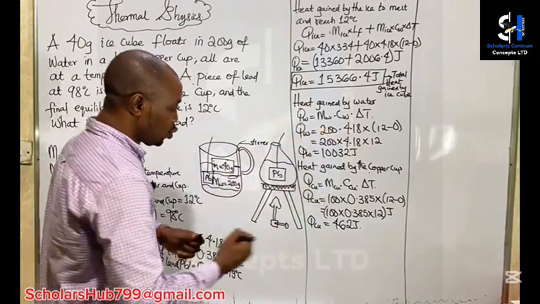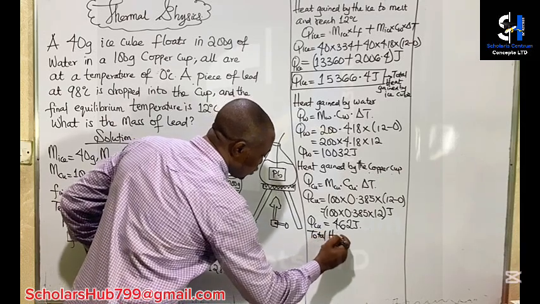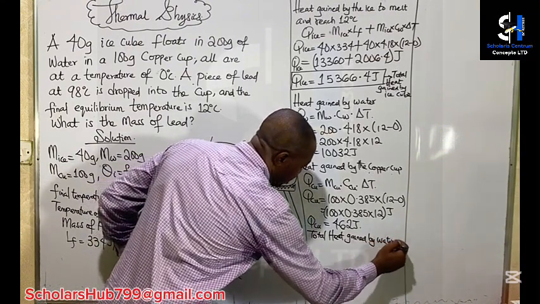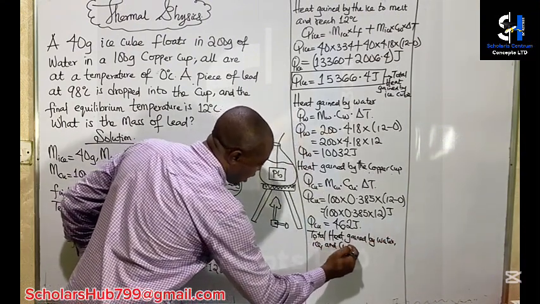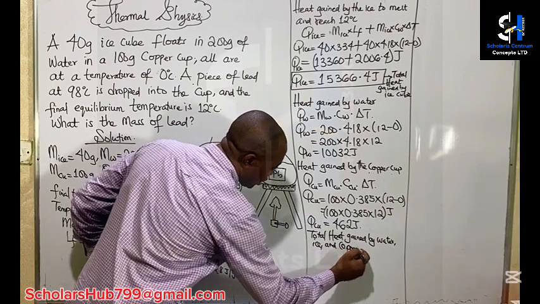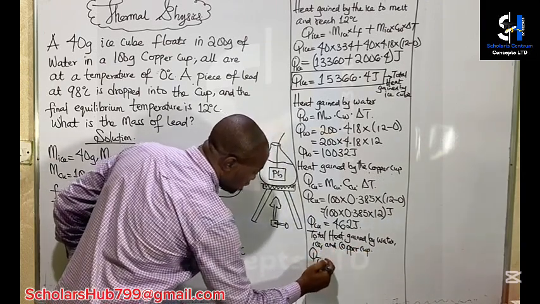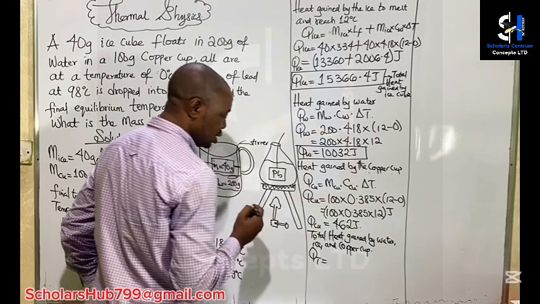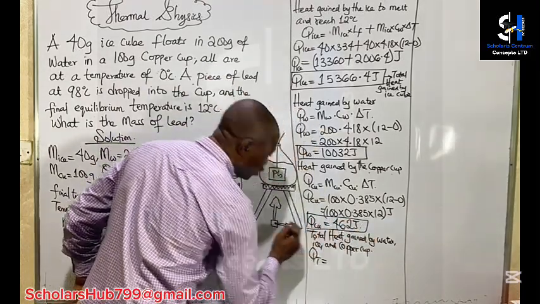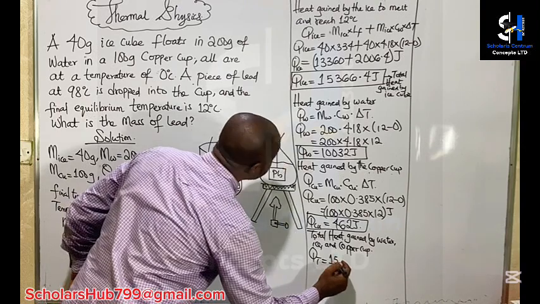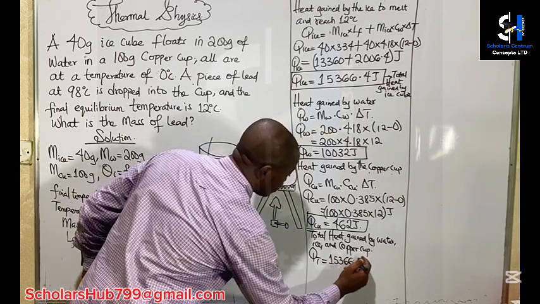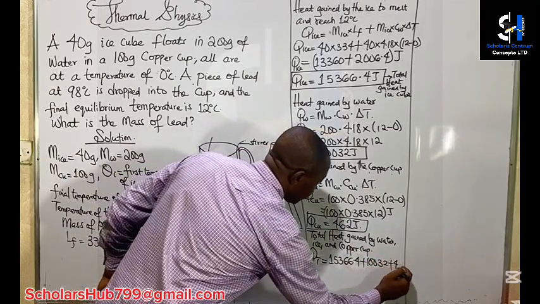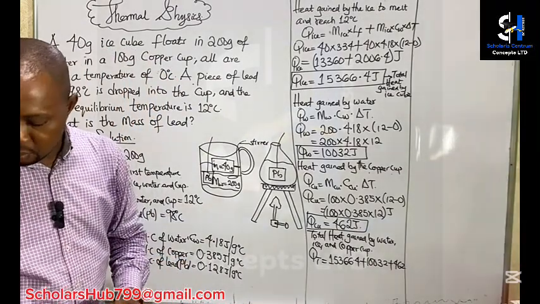So the total heat gained by water, ice, and the copper cup. Remember, we got the heat gained by water to be this, and the heat gained by the copper cup to be this. So all of that will be added. We have 15366.4 plus 10032, then plus 462. So let's add all these values together.